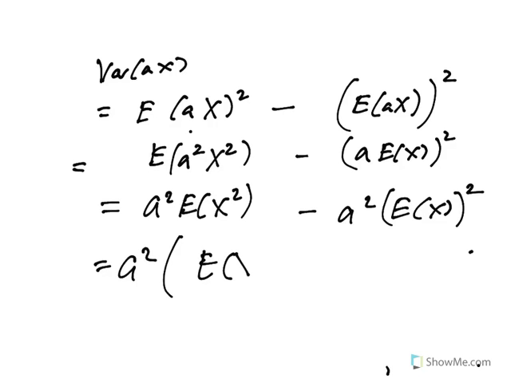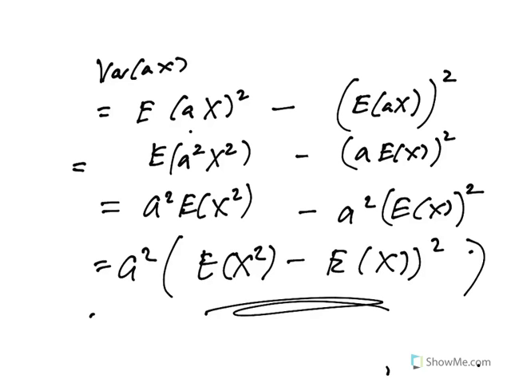If I take out A square, can I take out A square? This is E of, then you bring the variance. Correct? This one's the variance, that's why A square.